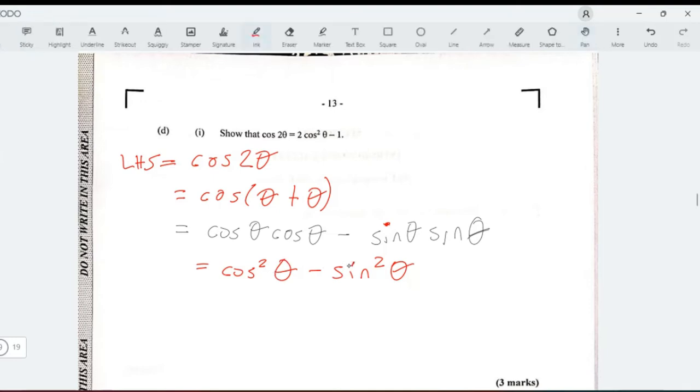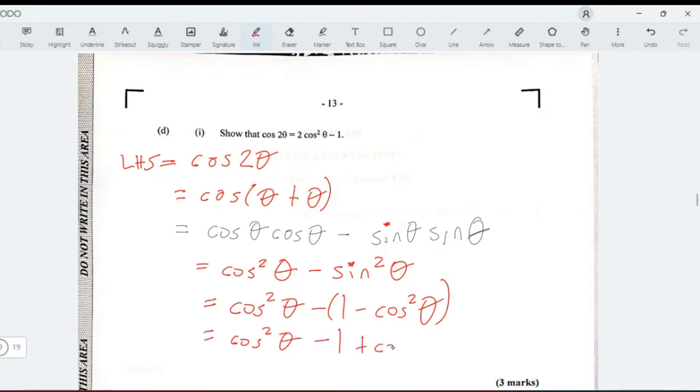In this case, we have to remember that sine squared theta is 1 minus cos squared theta. Then minus and minus become plus. So this is cos squared theta minus 1 plus cos squared theta. And cos squared theta plus cos squared theta is 2 cos squared theta minus 1. That's the right hand side. And that's it. Finish.